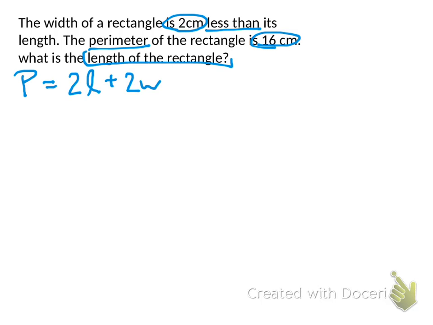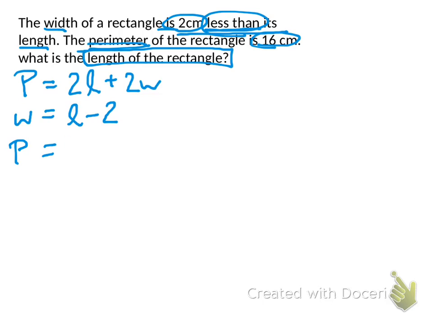And that first sentence here, we got 2 centimeters less than, we got 16 centimeters is the perimeter. And remember, we're trying to find the length of the rectangle. All right, so I can add to this the width is 2 centimeters less than its length. Remember, there's that word less than, so it's not 2 minus L, it's L minus 2. And then we've got the perimeter, which equals 16.